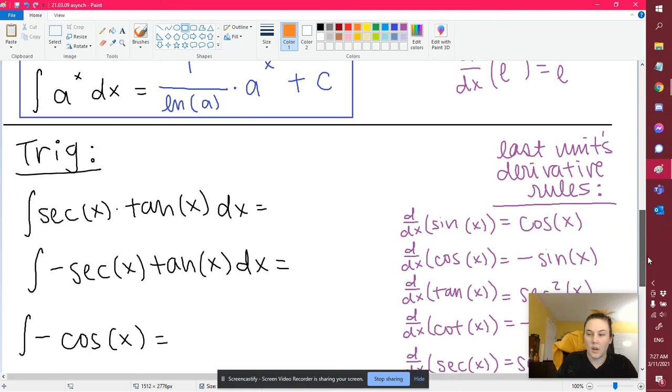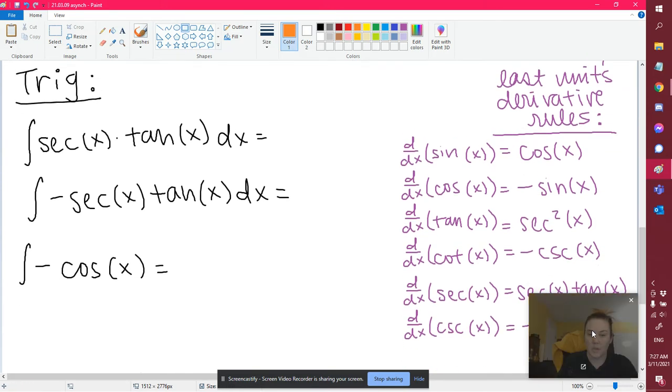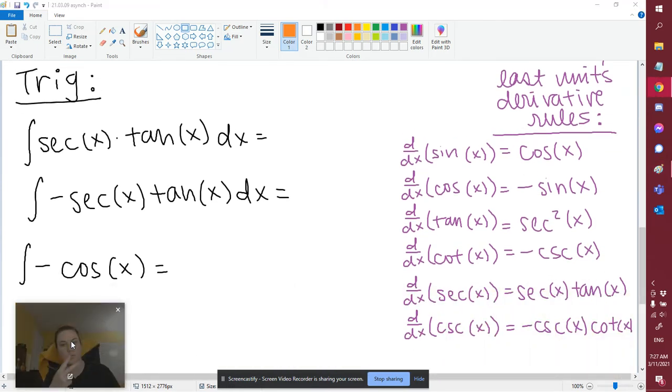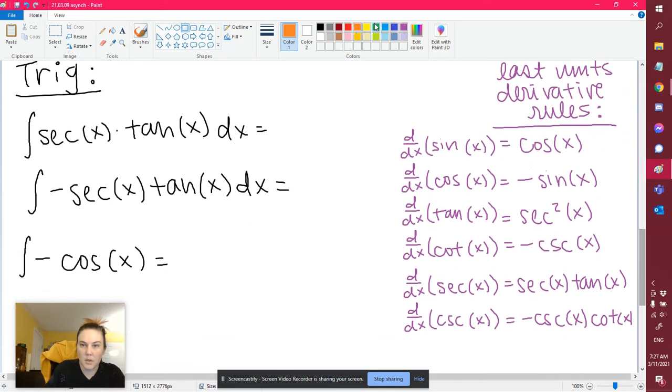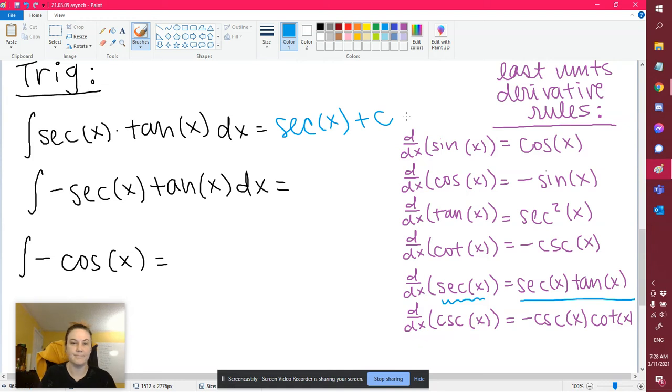All right, last one. Do some trig stuff, and I'm going to move my face. What's the last color I used? Nice. Okay. For trig, honestly, we look at our last unit's rules and we just do it backwards. We're looking for secant tangent. Secant tangent's right here. Must have been secant. Bada bing, plus c. Good to go.